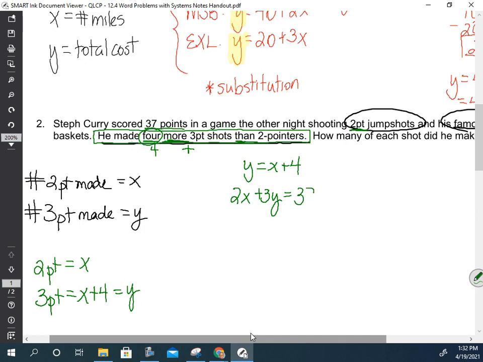We scored 37 altogether. So the only thing we're not counting here are free throws. So there's your 2 equations. Take the information of the problem, synthesize it into the 2 mathematical equations you need, and then you go to work with it. And now we're going to go to work with it.